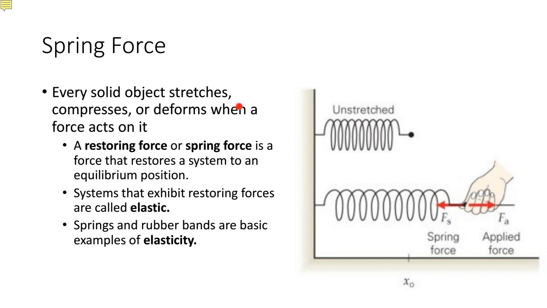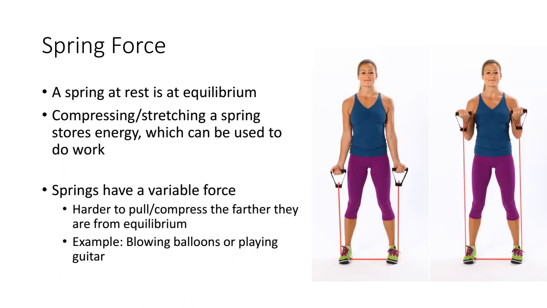Here's an example of a spring. You can see that this spring right here is at equilibrium, or rest, and that as you apply a force to the spring, it will pull back with an equal and opposite spring force. A spring at rest is said to be at equilibrium.